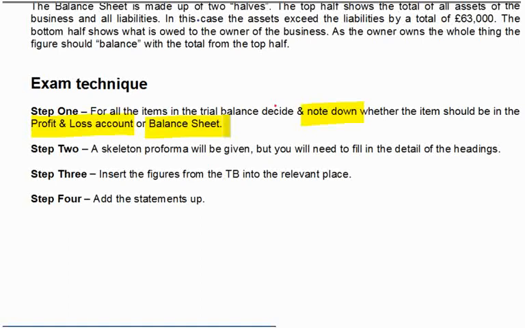Then, as I say, you'll get a skeleton pro forma, but you need to fill in the details of all the headings for your profit and loss account and your balance sheet. And lastly, insert the figures and add all the statements up, and hopefully your balance sheet will balance. So that's really, in essence, what the financial statements are all about.